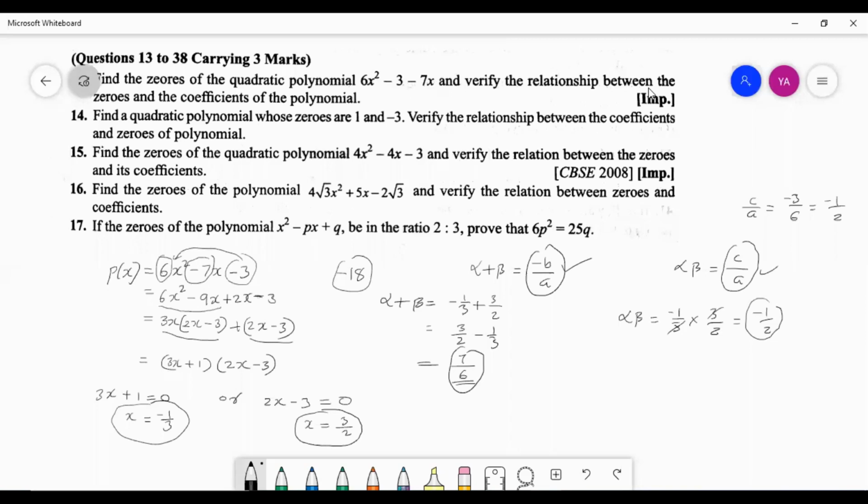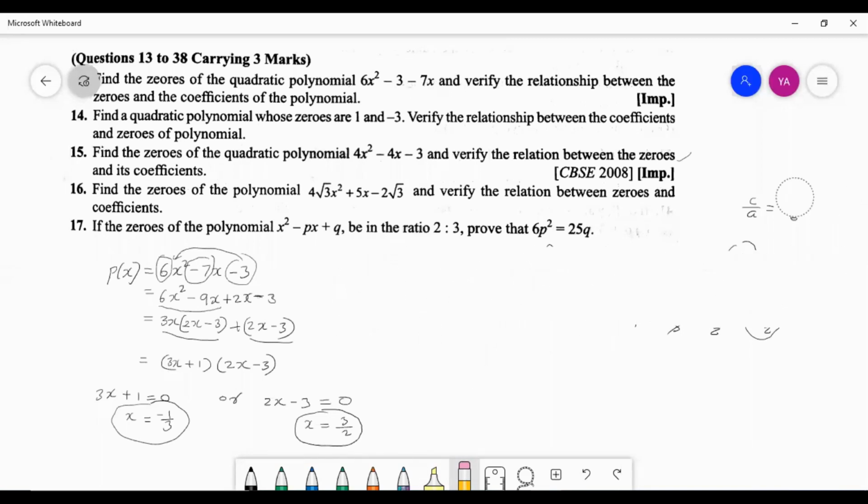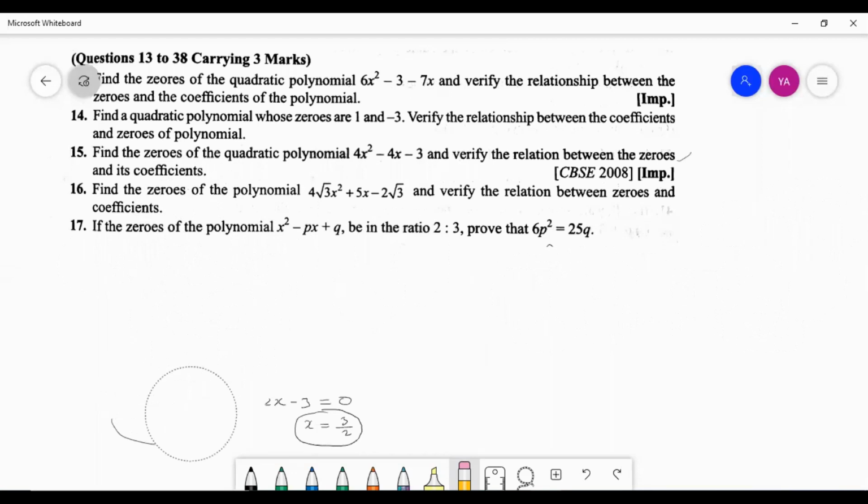Okay. The third question is almost similar. You simply say how we can split the middle term. The question number 15. Minus 6 and 2. Okay, I will check it. So the sum must be minus 4 and the product should be minus 12. So how can you split p of x? P of x is equal to 4x square minus 4x minus 6 and 2.